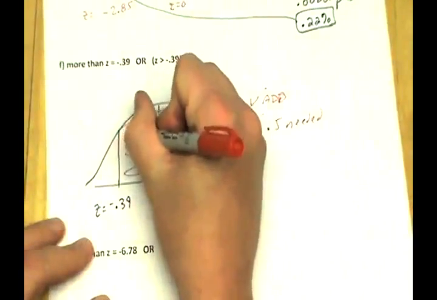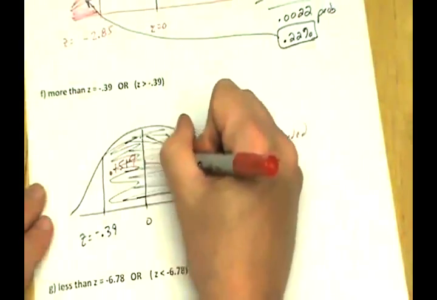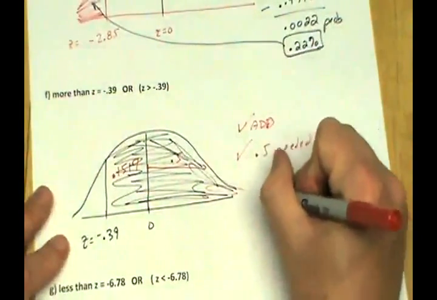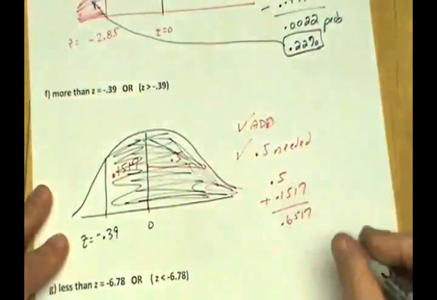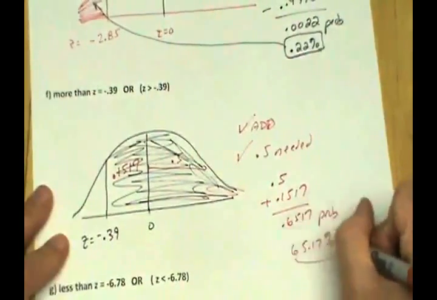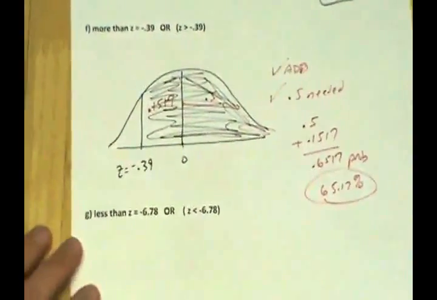That goes here, between 0 and the number we just looked up. From here all the way over is the entire right-hand half. So if we take the right half and add the 0.1517, we get back 0.6517. That's the probability, 65.17% of things lie in the shaded region there. Okay, so I think we're doing pretty good.